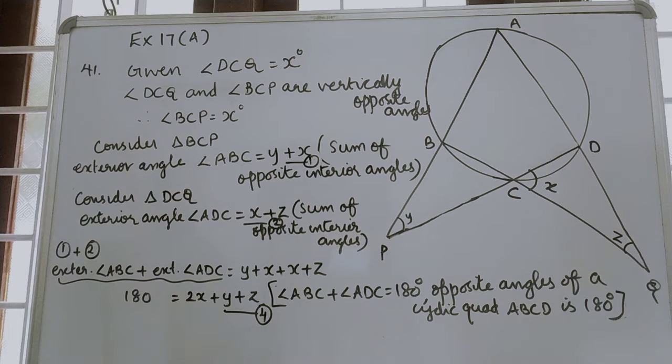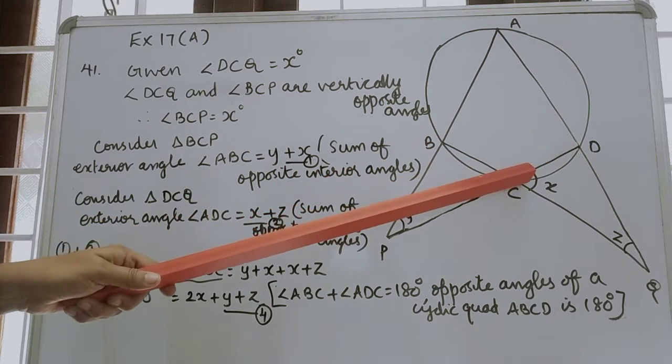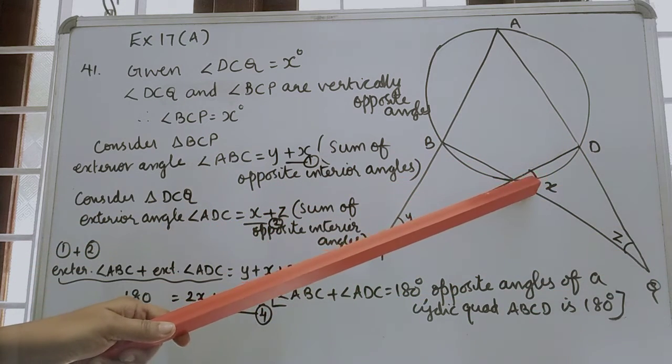Question number 41. Calculate the angles x, y and z if x by 3 is equal to y by 4 is equal to z by 5. Given DCQ is equal to x.